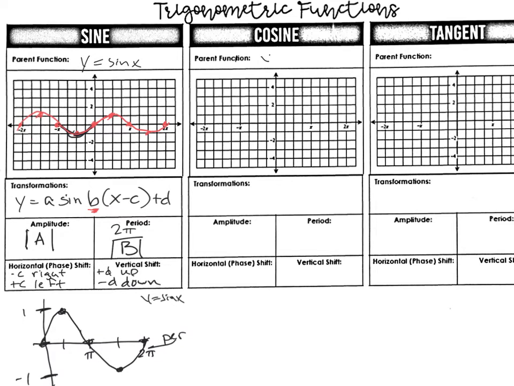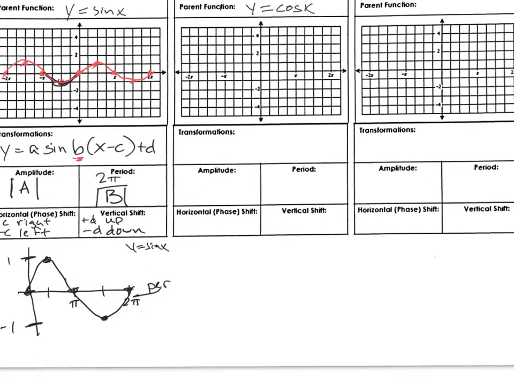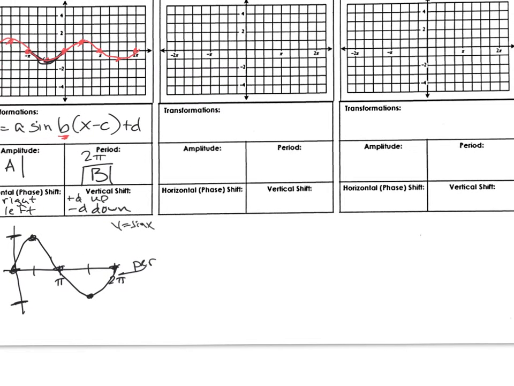This is y equals the cosine of x. So if we take a look back at our unit circle, because that's what you're good at, (1, 0), (0, 1), (-1, 0), and (0, -1). So for cosine, at 0, it's actually a 1.